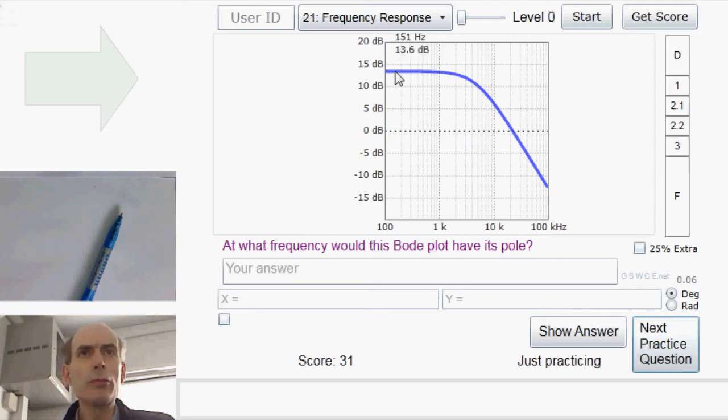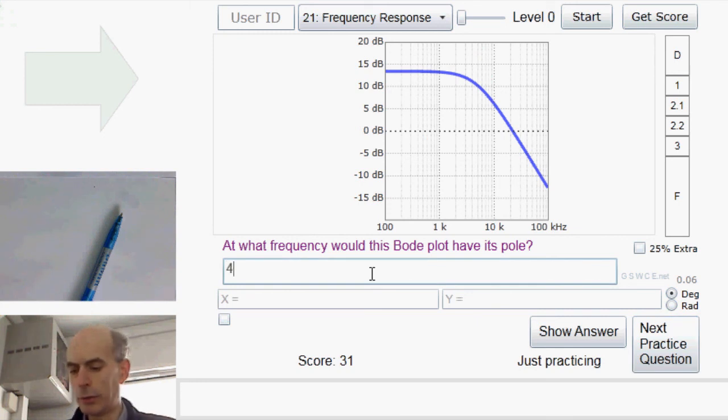Well, at low frequencies, this has a gain of 13.6 dB. So we would expect at the pole that the response should be 3 dB down on that. That's a factor of 2 in power. So that would be 10.6 dB. If we go down to 10.6 dB, it's about there. And at that frequency there, around about 4.5 kilohertz. That should be close enough.